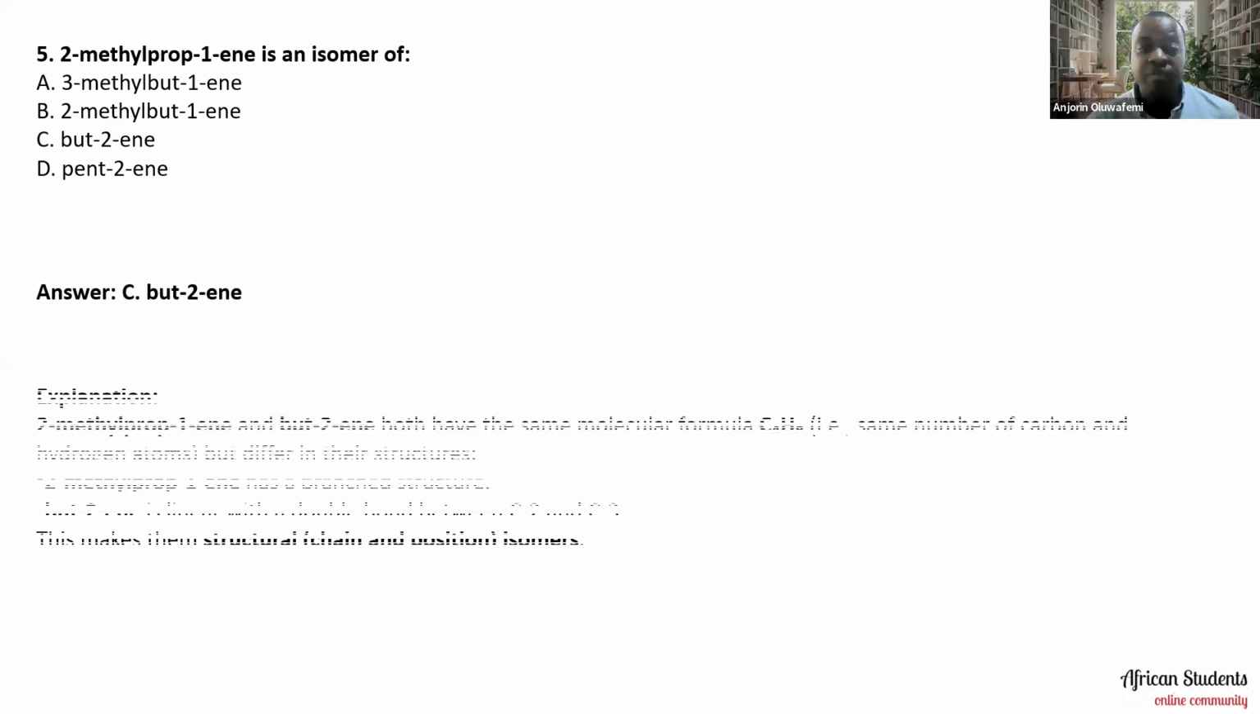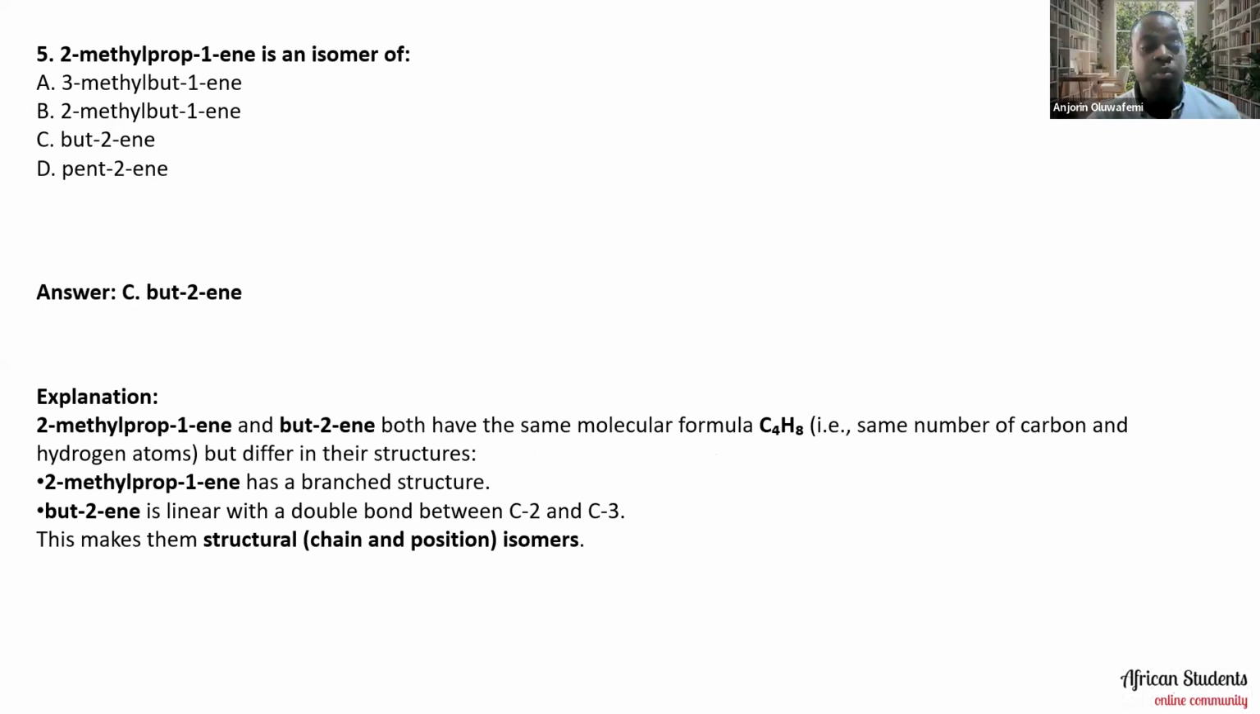It says 2-methylprop-1-ene is an isomer of 3-methylbut-1-ene, 2-methylbut-1-ene, but-2-ene, or pent-2-ene? The answer here is but-2-ene. 2-methylprop-1-ene is an isomer of but-2-ene, and we arrived at this because both have the same molecular formula, C4H8. That is the same number of carbon and hydrogen atoms, but they differ in their structures. So we have 2-methylprop-1-ene as a branched structure, but but-2-ene has a double bond between carbon 2 and carbon 3. Now, this makes them chain and position isomers. They are structural isomers, so they are both isomers for that reason.